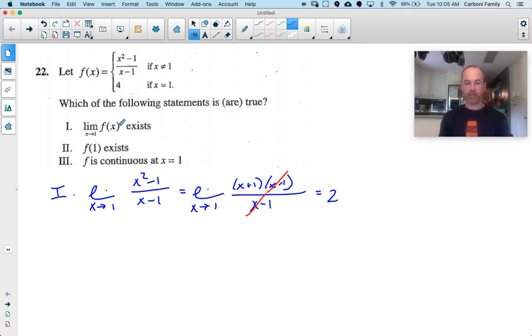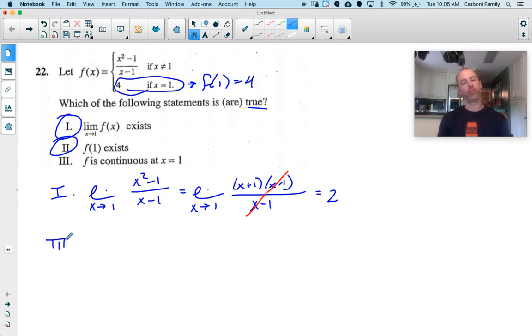So yes, the limit does exist. They didn't ask you to show what the limit equals, but the limit does exist, and the limit is 2. So that is a true statement. Does f of 1 exist? Yes, it does, because right here they tell you that f of 1 is equal to 4, so that is true. Is f continuous?